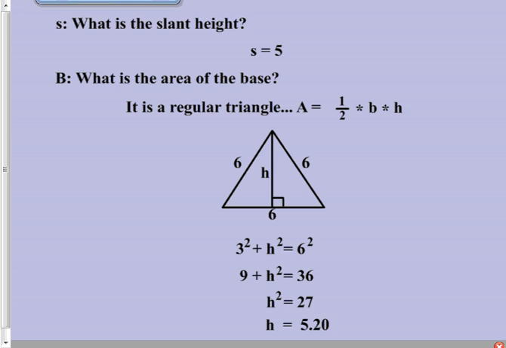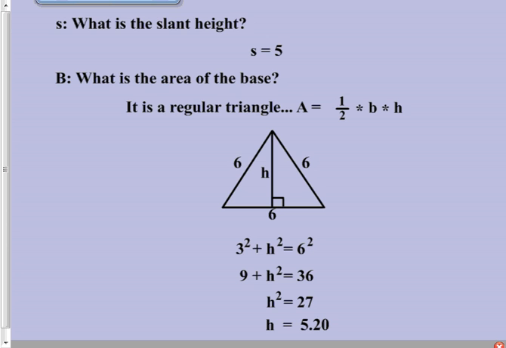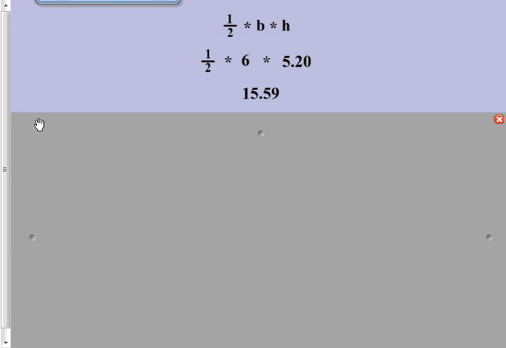Okay, so now you have all of your values. All you have to do is plug it into your formula. Or I'm sorry, we haven't found the area of the base yet. We had just found the height of the base. So now taking that information and plugging it in, we knew we had a base of 6 units, and our height of our base is in the ballpark of 5.20. That gives us a big B of 15.59.